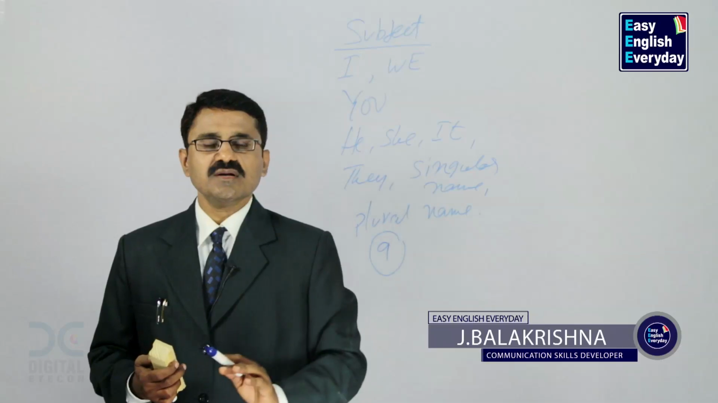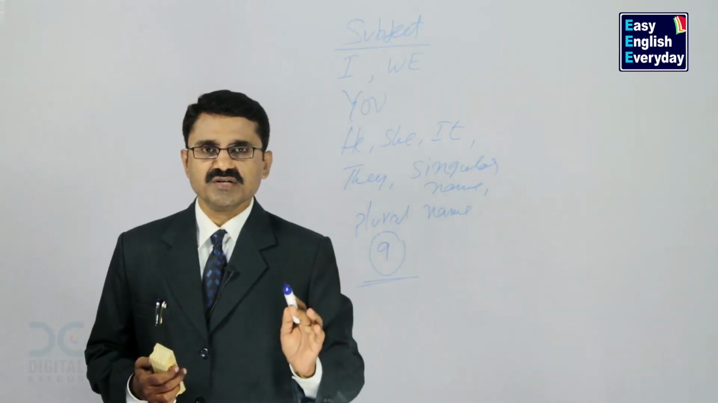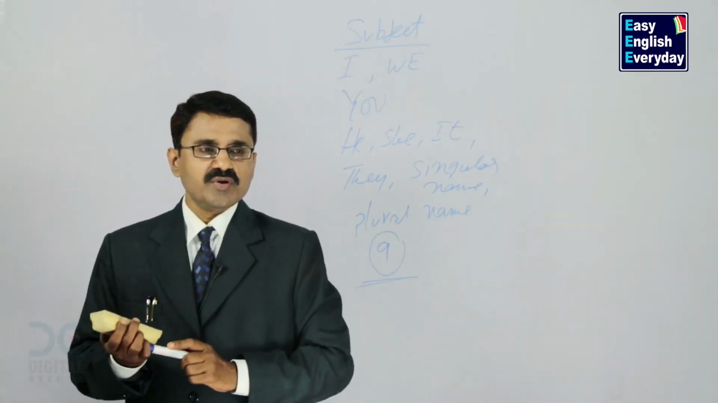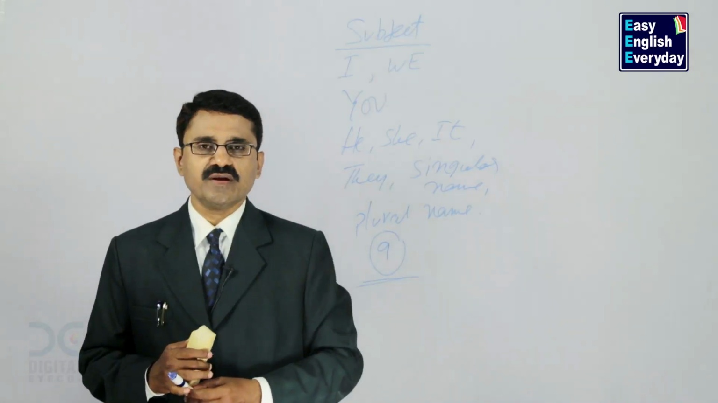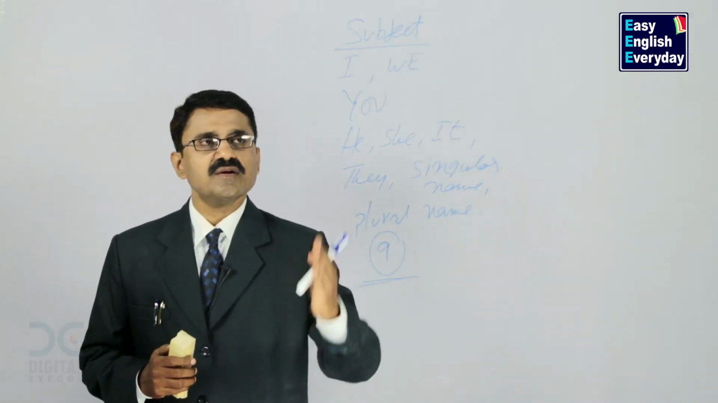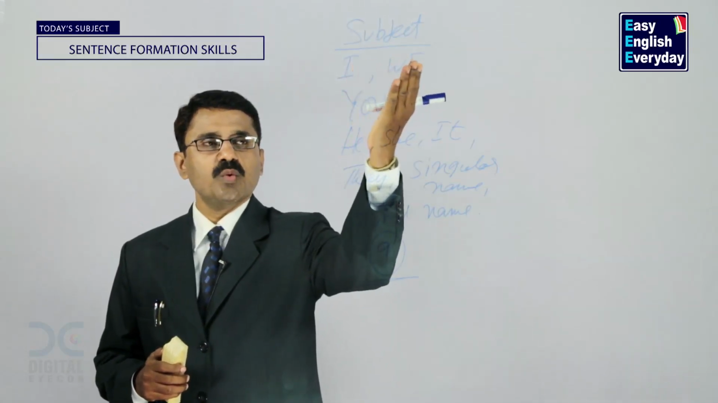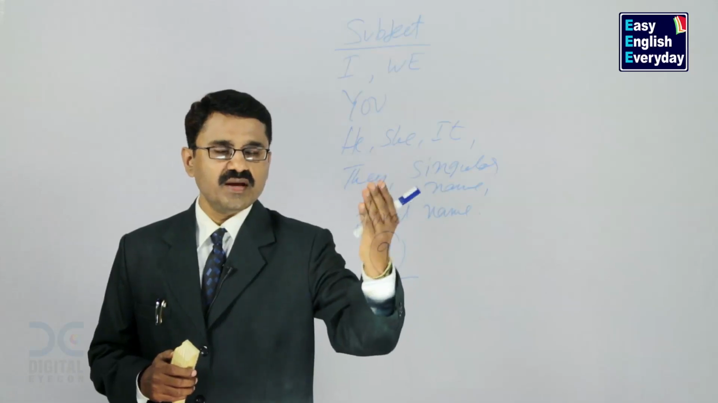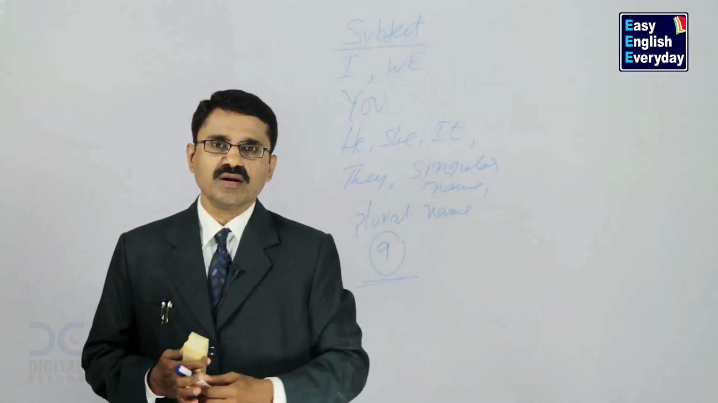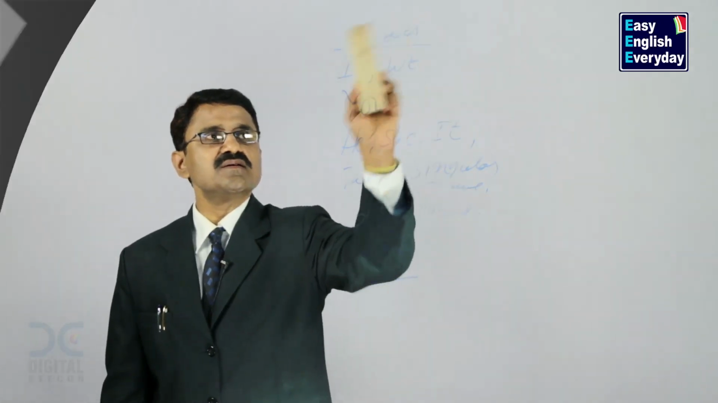So we have to learn how to make sentences with these 9 subjects to begin with, because this is easy for a layman, a person with zero knowledge of English language, to make sentences. First, he should learn how to make sentences for I, we, you, he, she, it, they, singular and plural name. Later on, he can know about many other subjects.